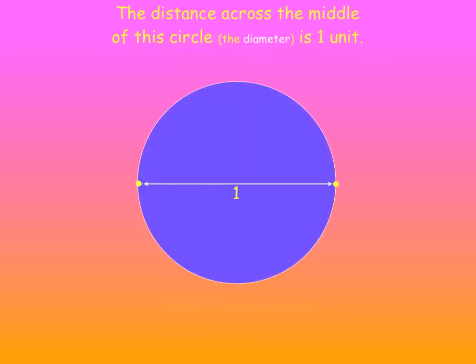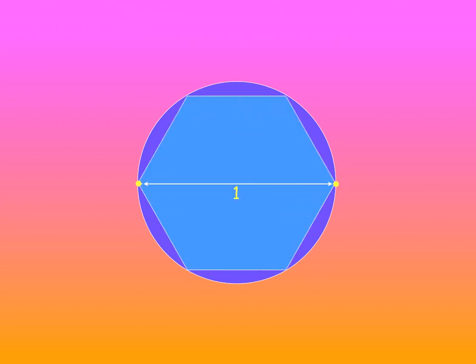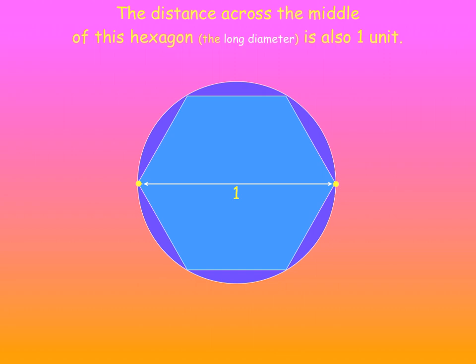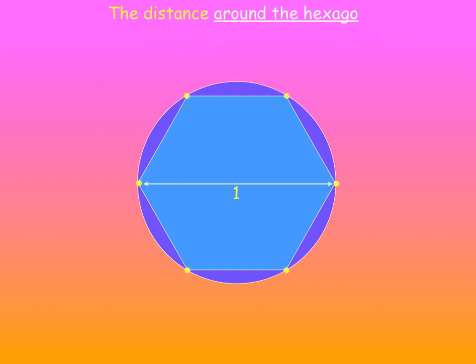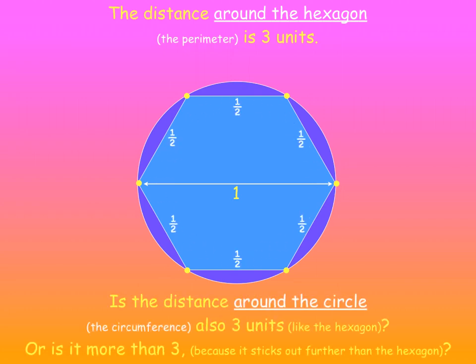The distance across the middle of this circle is 1 unit. And the distance across the middle of this hexagon is also 1 unit. The distance around the hexagon is 3 units. Is the distance around the circle also 3 units like the hexagon, or is it more than 3 because it sticks out further than the hexagon?